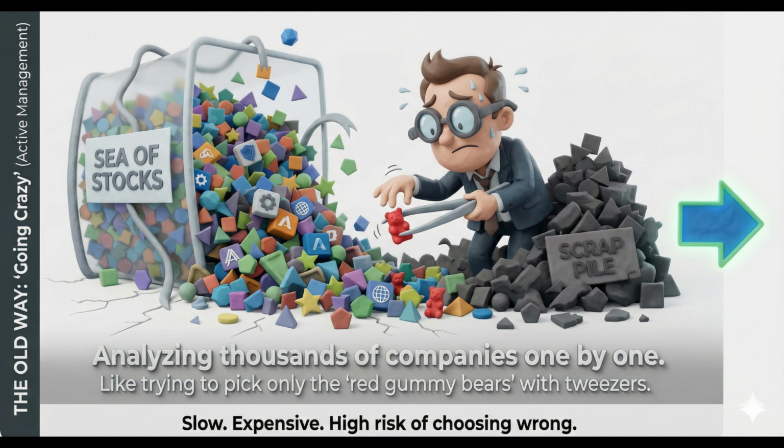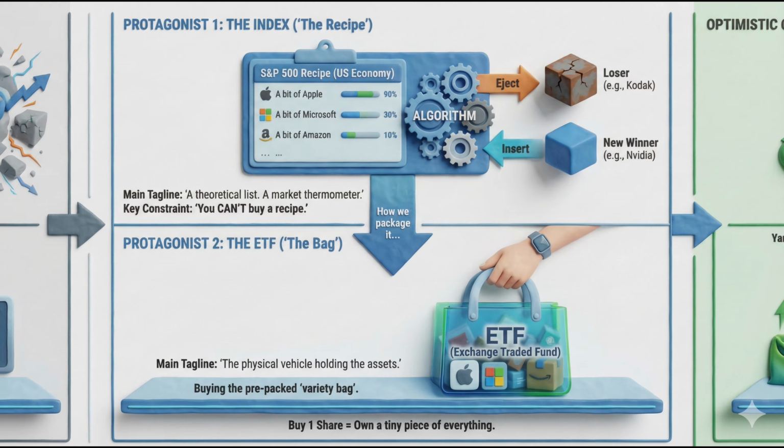Now, how do we invest in this without going crazy analyzing thousands of companies? Enter our two protagonists, the index and the ETF. Think of it this way. An index is the recipe. It's a theoretical list that says, to represent the US economy, we need a bit of Apple, a bit of Microsoft, a bit of Amazon. It's just data, a market thermometer. But you can't buy a recipe. This is where the ETF, Exchange Traded Fund, comes in.